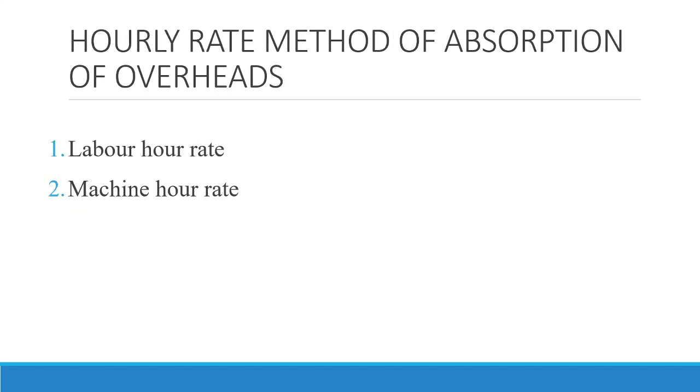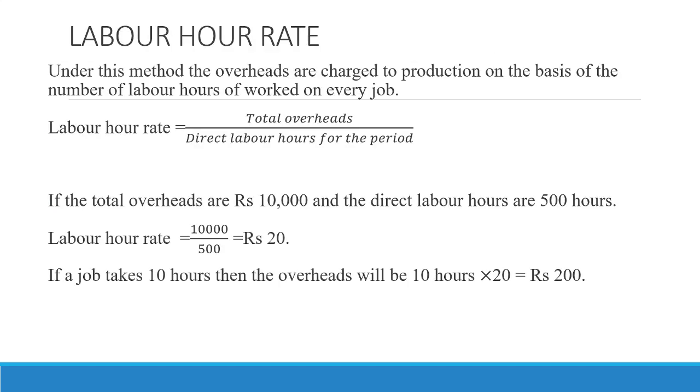There are two types. One is the labor hour rate, the other one is the machine hour rate. The first one is labor hour rate. Under this method, the overheads are charged to the production on the basis of the number of labor hours worked on every job. So we try to find out the overheads per one labor hour. Labor hour rate is equal to total overheads divided by direct labor hours for the period.